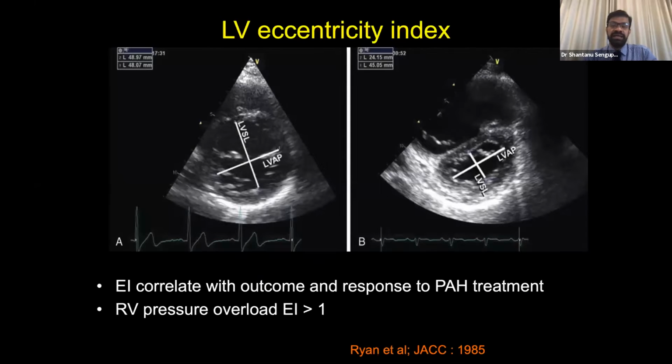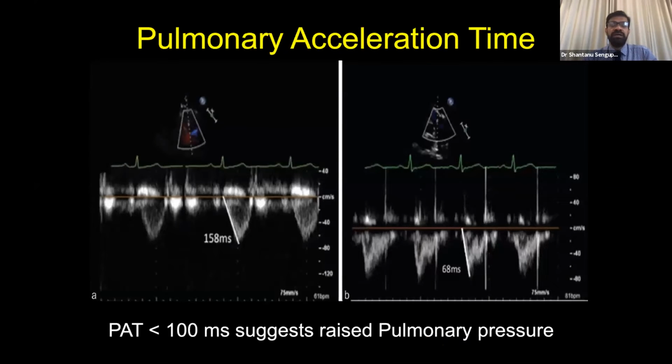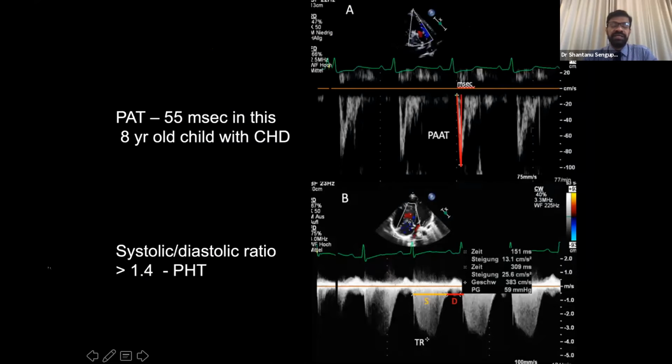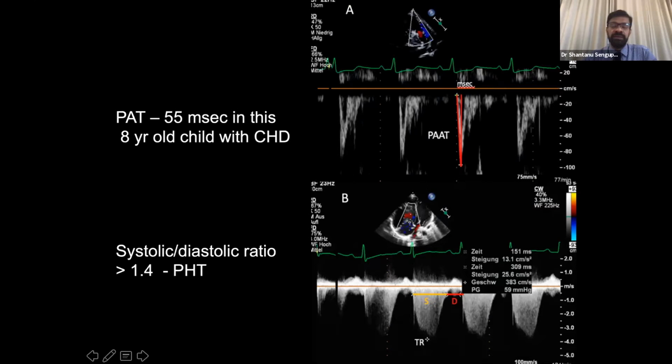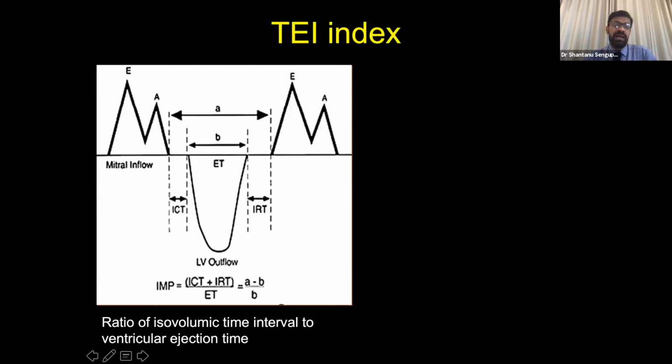And you can look at the eccentricity index. Very important in congenital assessment is looking at the pulmonary acceleration time. Any value of less than 100 milliseconds indicates raised PA pressures. And this is the way we do it in an 8-year-old patient whose PAT was around 55, indicating that we are dealing with pulmonary arterial hypertension. Also, you can look at the systolic diastolic ratio. In this patient, it was around 1.9. This is the way we do it. And anything more than 1.4 indicates pulmonary arterial hypertension.